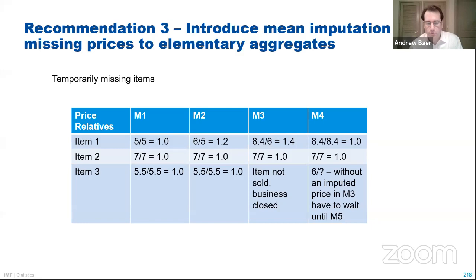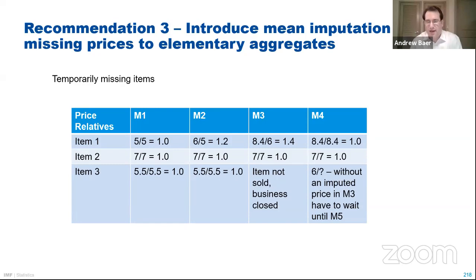Then in month 2, the item has a price of 6. So the price relative is current period price divided by prior period price, or 6 divided by 5, 1.2 price relative. So let's say for item 3, in the third month, the item is not sold because the business is temporarily closed due to COVID. And then in month 4, they open up again. So they tell us that the price of this item is now 6.